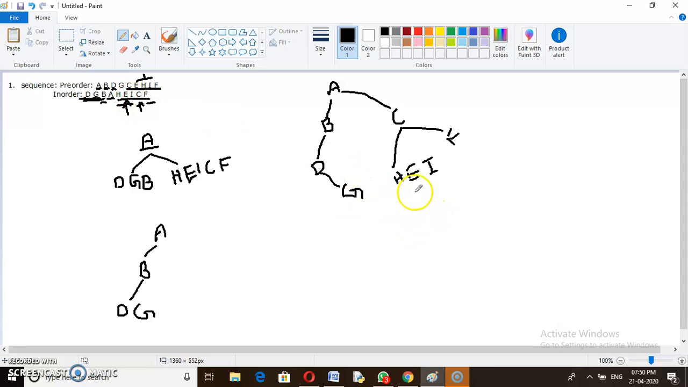So now draw the tree as: E is the root node for this subtree. H is the left of this E and I is the right of this node. Now this is our construction of the binary tree using the pre-order and in-order.